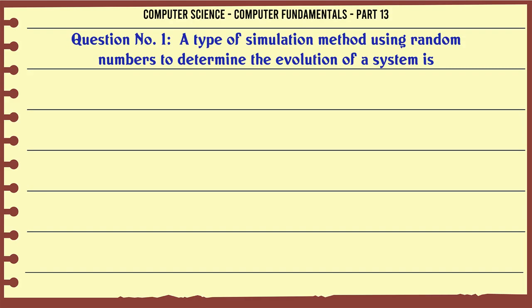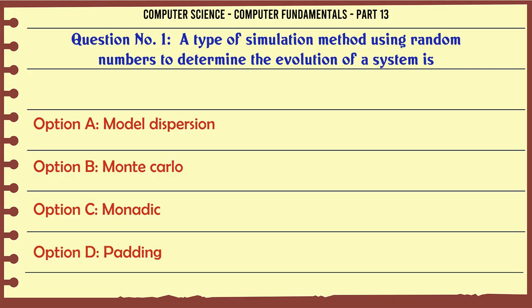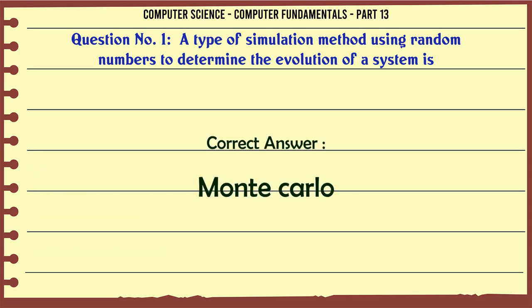A type of simulation method using random numbers to determine the evolution of a system is: A. Model dispersion. B. Monte Carlo. C. Monadic. D. Padding. The correct answer is Monte Carlo.